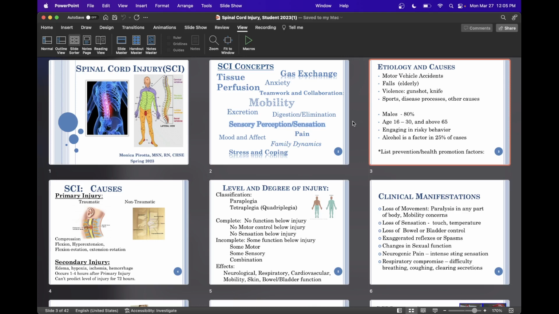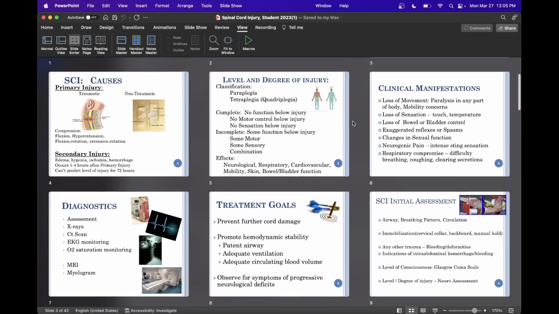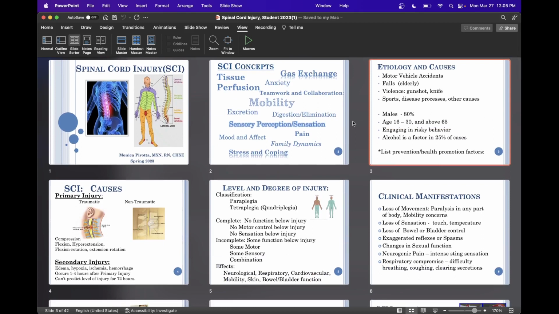Respirations, right? Or airway. Do they have a patent airway? Are they able to breathe on their own? Do they have enough respiratory effort? Or do they need to be intubated right away? If they're a lower level injury and they're breathing on their own, well then we're not going to advocate for them to be on the ventilator, because that comes with its own set of potential complications.